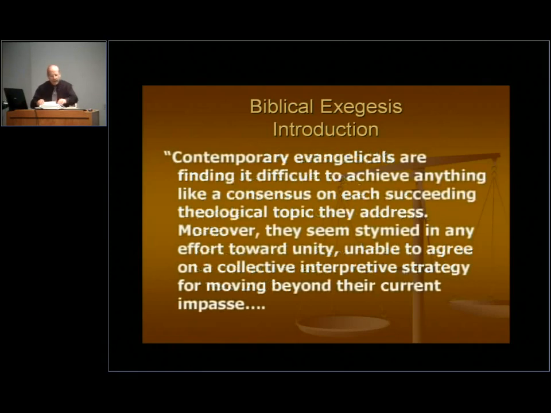This is a quote from a guy by the name of Robert Johnson. He's not a member of the church, but what a great quote. He says, contemporary evangelicals are finding it difficult to achieve anything like a consensus on each succeeding theological topic they address. Moreover, they seem stymied in any effort toward unity, unable to agree on a collective interpretive strategy, moving beyond their current impasse. All right, so he's writing this in 1979. He's recognizing that there is great disunity among evangelical churches. They are unable, he says, to agree on a collective interpretive strategy. How are we to interpret Scripture?